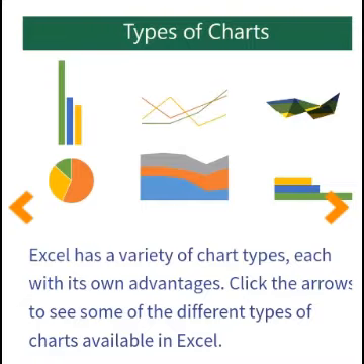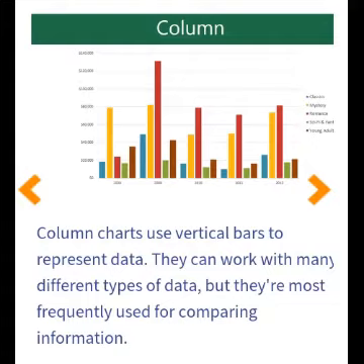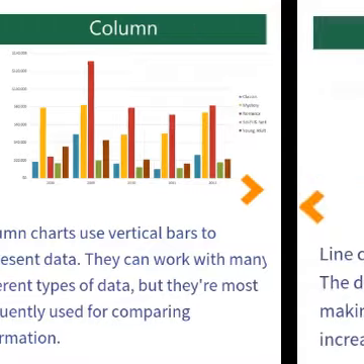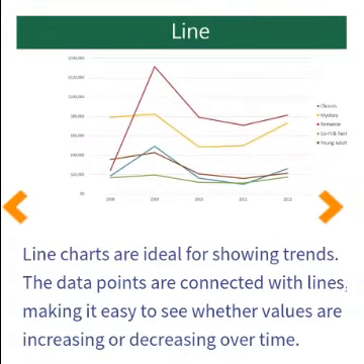Column chart. Column charts use vertical bars to represent data. They can work with many different types of data, but they are most frequently used for comparing information. Line chart. Line charts are ideal for showing trends. The data points are connected with lines, making it easy to see whether values are increasing or decreasing over time.